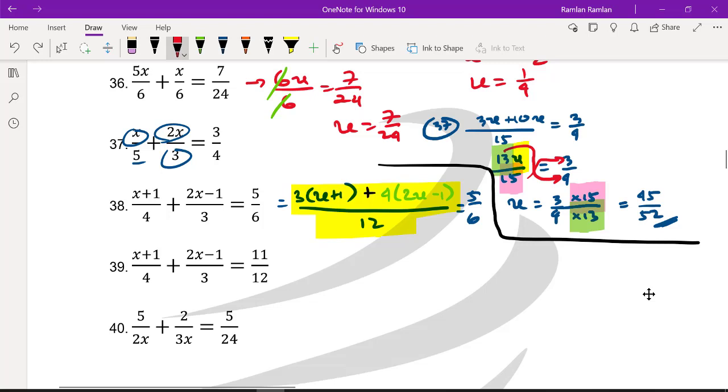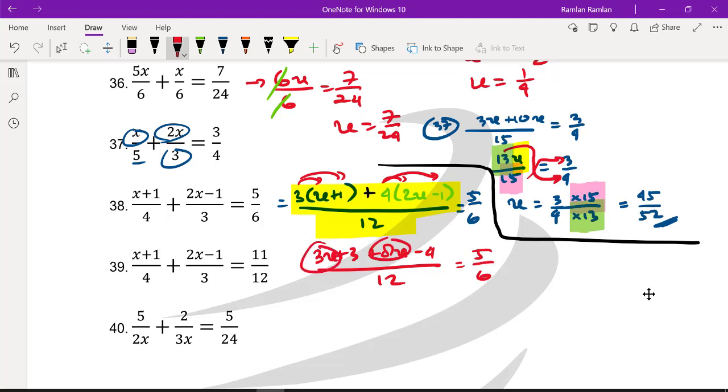Okay, now let's do the open bracket. That will be 3x plus 3, and this one becomes 8x minus 4, equals to 5 over 6. And then we can do 3x and 8x, which is 11x. And then 3 minus 4 is minus 1 over 12, equals to 5 over 6.